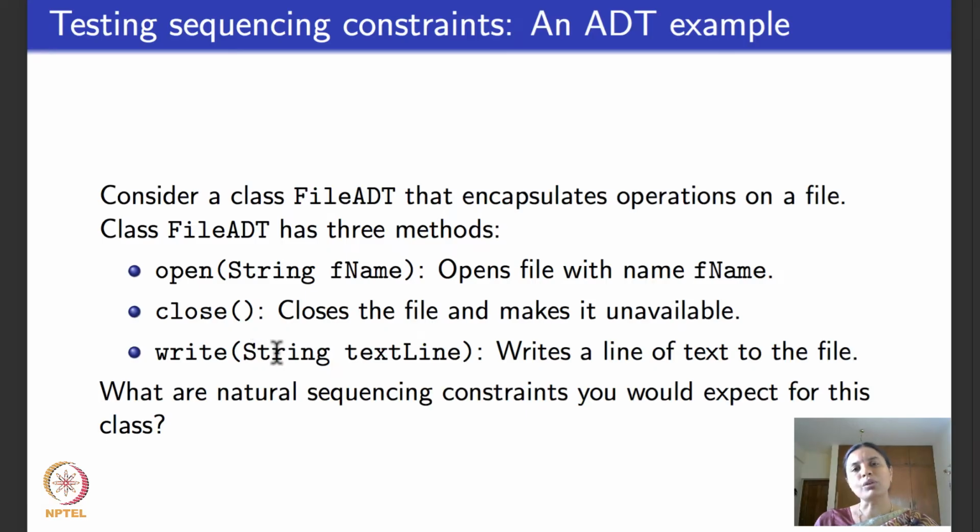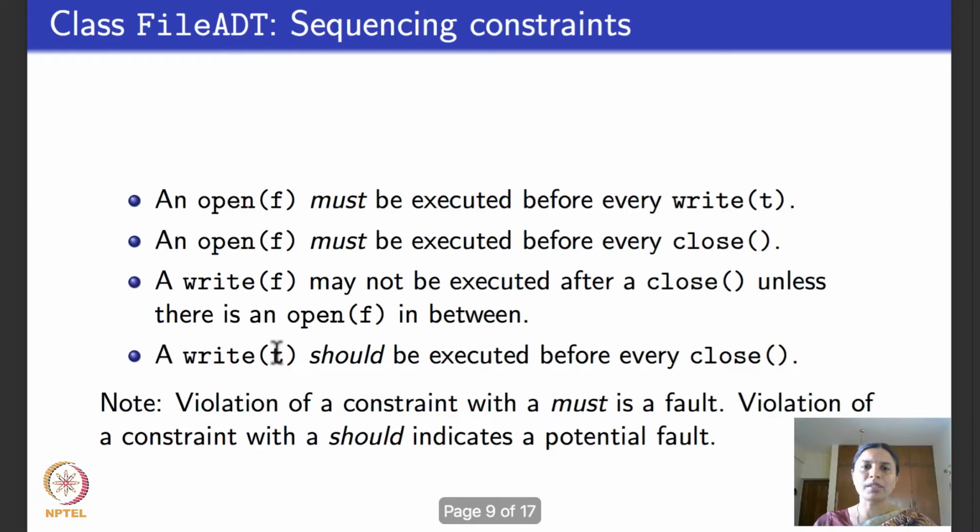So if you think about sequencing constraints for any code that uses these methods, so there is code that deals with some file operations, and in the process of dealing with those file operations it uses methods that are available as a part of this class. What would be sequencing constraints that you will write for such kind of code? The obvious kind of sequencing constraints are as follows. A file must be opened before you can write onto it. An open file must be closed before you finish operations. Better not leave it open.